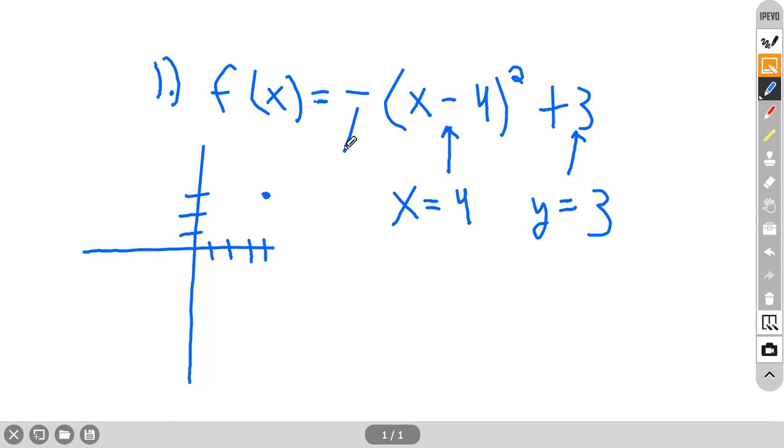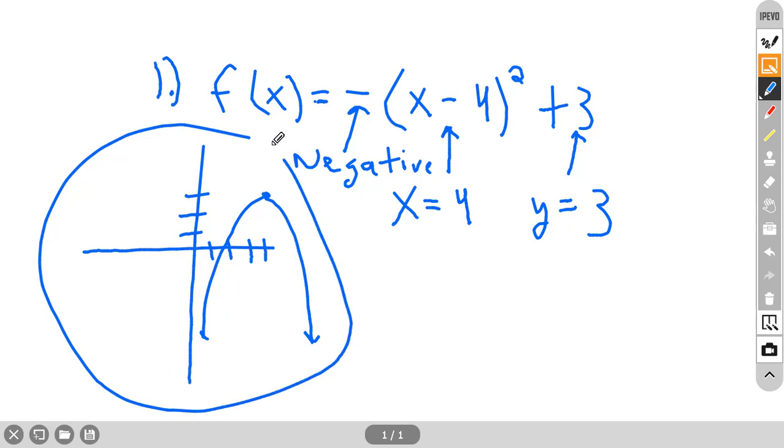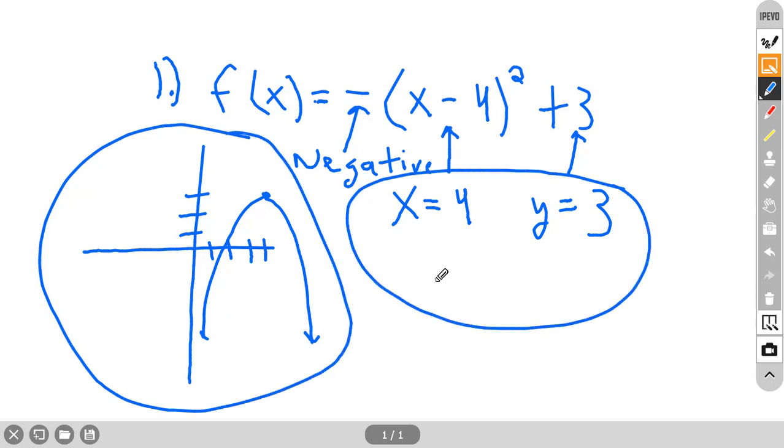And then you look at this value right here. Since that is negative, we know that my parabola is going to open downward. So then we just draw our parabola opening downward. And that is your graph and your vertex at x equals 4 and y equals 3.